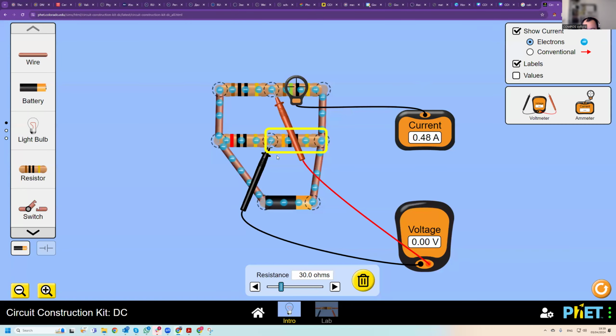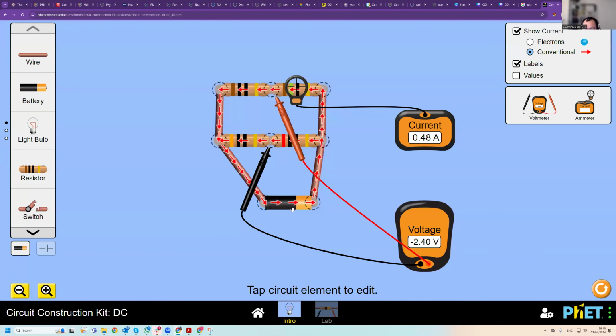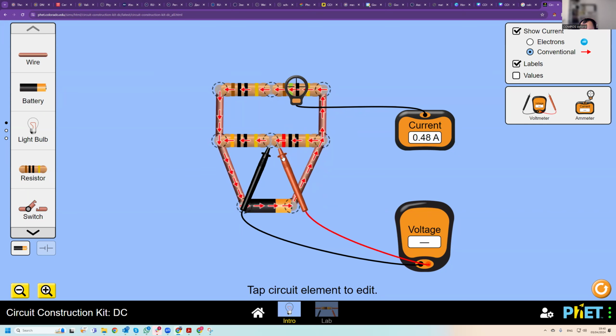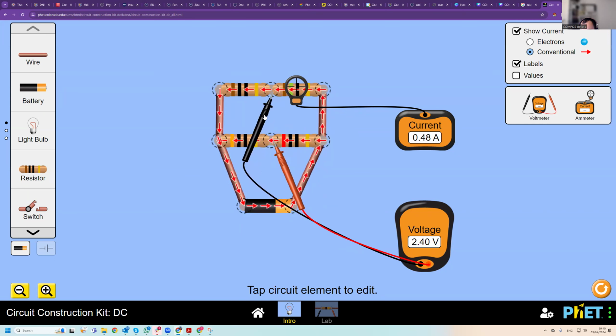But okay, let's not make them proportional. Let's make them something else. Let's make this 20, and this will make 30. And so now you can see, this is the direction of current. And we can see that the voltage across A and B is negative. And current will always flow from high potential to low potential. So this is high potential and the bottom is low potential.